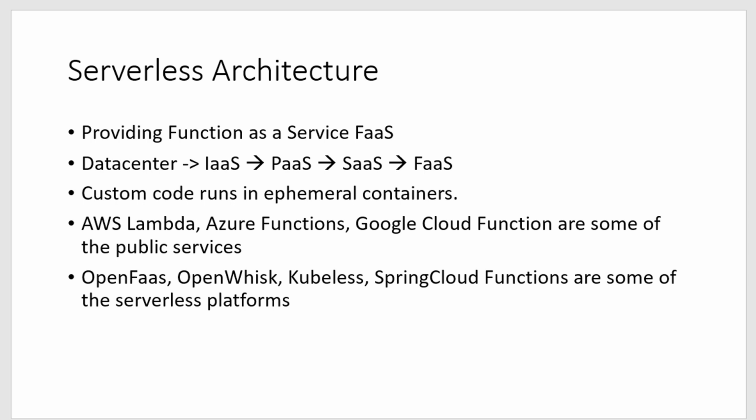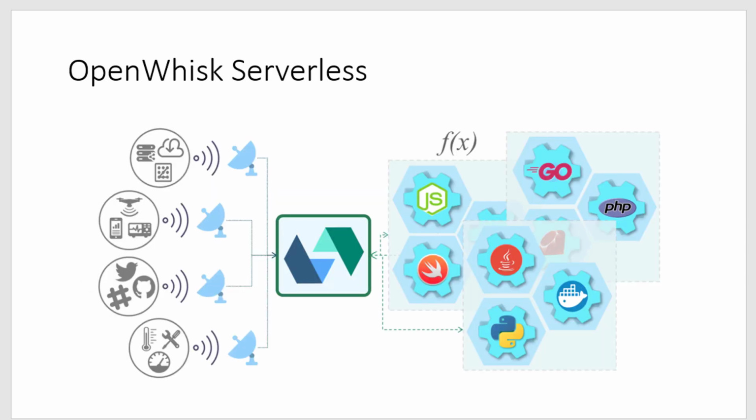There are a number of public services available like AWS Lambda, Azure Functions, and Cloud Functions, and we can have our own platforms using OpenFaaS, OpenWhisk, Kubeless, Spring Cloud Functions, and a number of other platforms. For example, OpenWhisk is an Apache project that provides the platform for serverless architecture. Once I deploy OpenWhisk, it can be made to run on a number of servers.